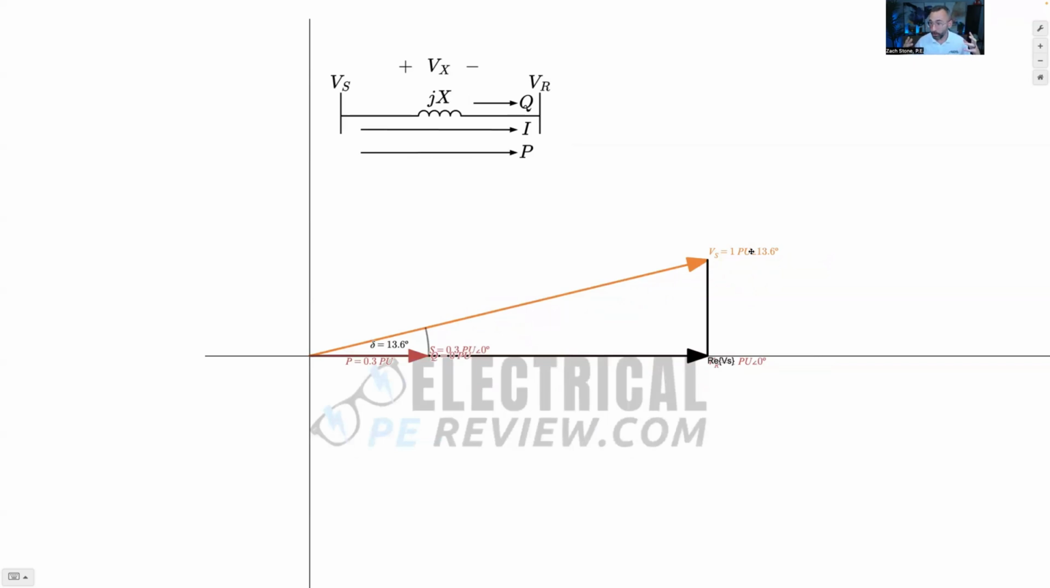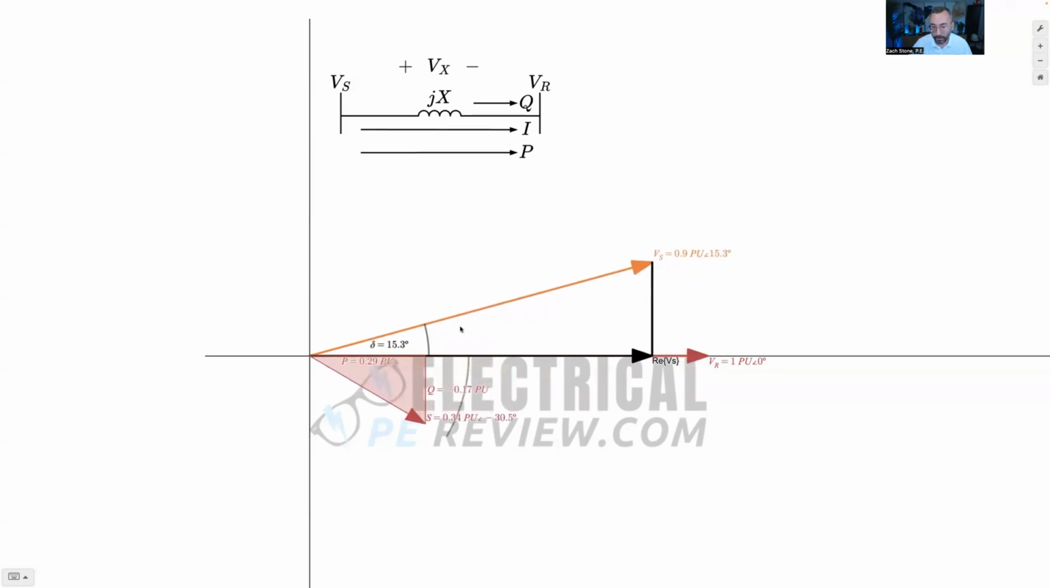P should still be positive flowing into VR because delta is positive. But what's going to happen as the real component of VS is less than VR? Now Q is negative. P is still positive. P is flowing into VR, right? P is 0.29 per unit, but Q is negative 0.13. Q is being sent out. It's leaving the sending bus.